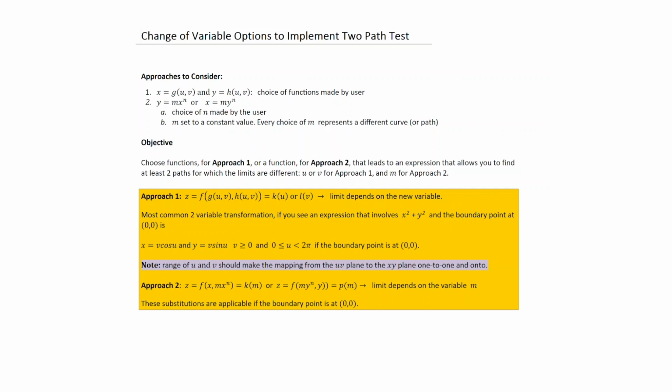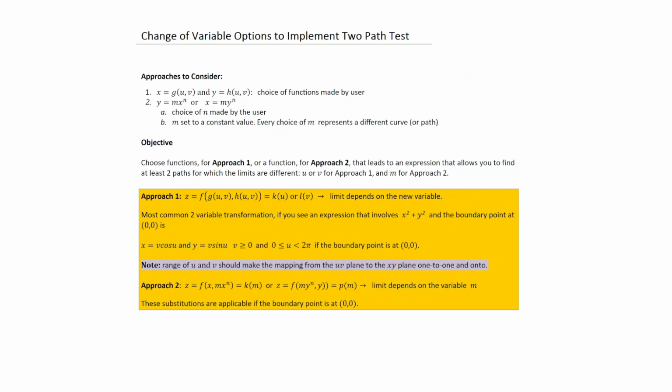So in approach 1, once you make the substitution, you'll find the limit depends on the new variable. And as I said, the most common two-variable transformation, if you see an expression that involves x squared plus y squared, and the boundary point is at 0, 0, is x equals v cos u, y equals v sin u, and it's understood that v is greater than or equal to 0, and u ranges between 0 and 2 pi. And again, if the boundary point is at 0, 0, the mapping should be one to one. For every point xy, you have only one unique point uv in terms of a mapping.